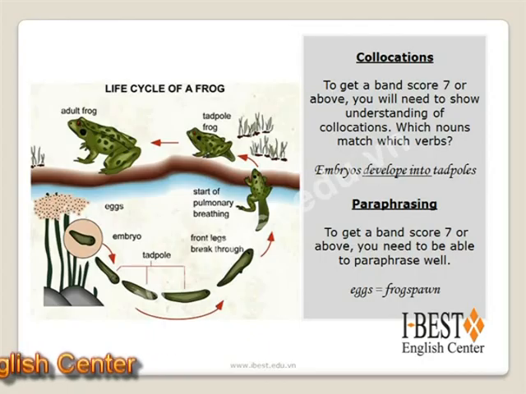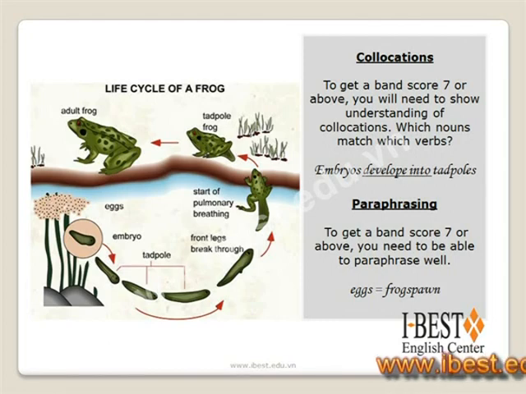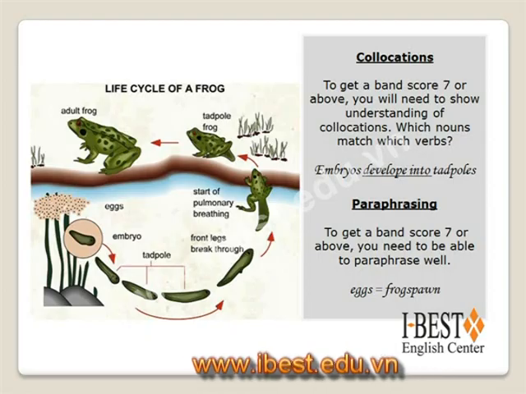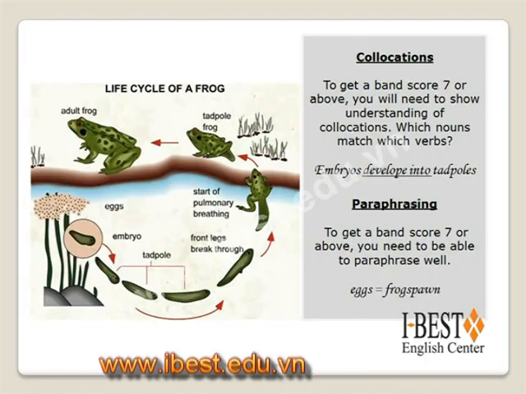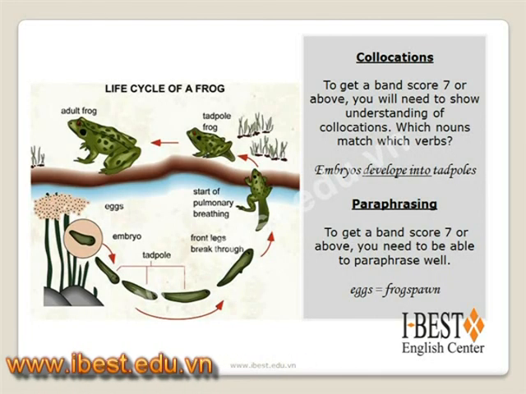Another thing to look at is paraphrasing. To get a band score 7 or above, you will need to be able to paraphrase well. In the diagram, the word eggs is written. This can be paraphrased. For our student aiming for a high band score, they will need to know the word frog spawn.